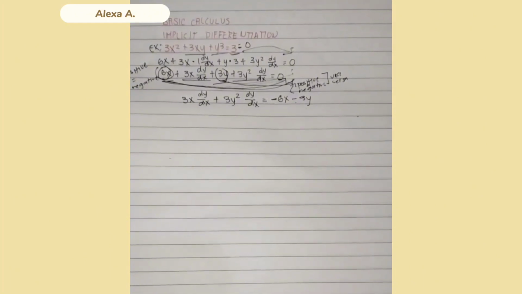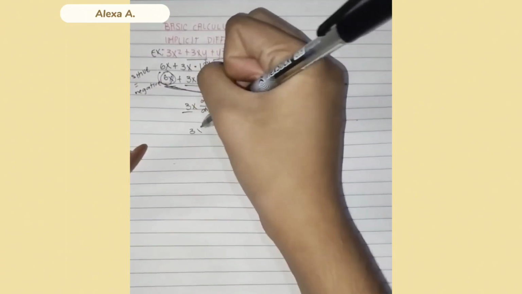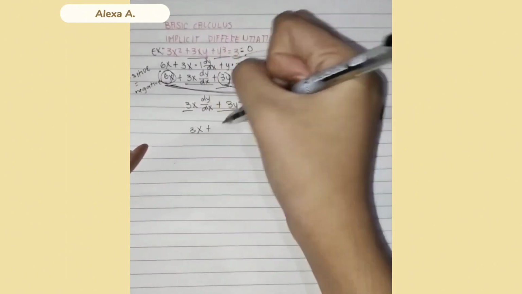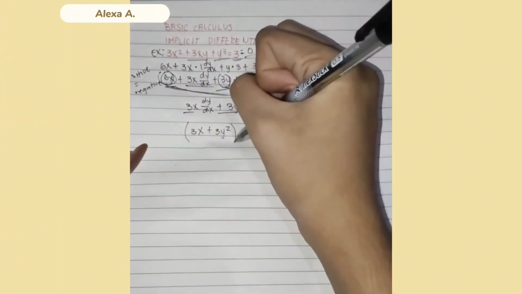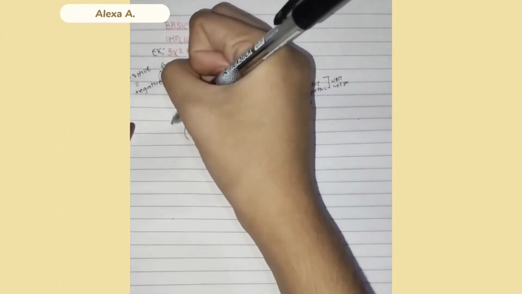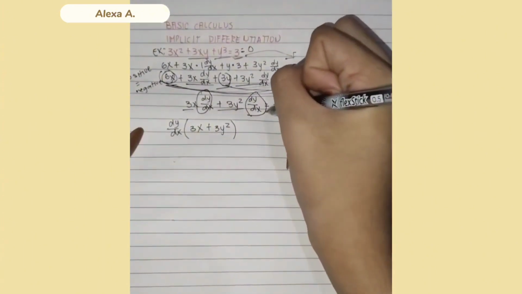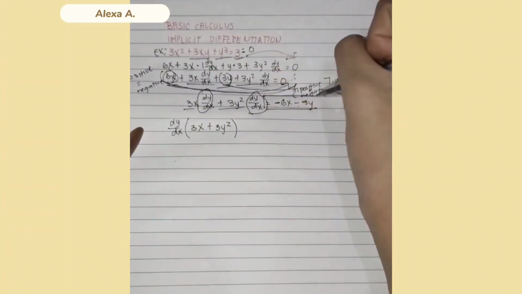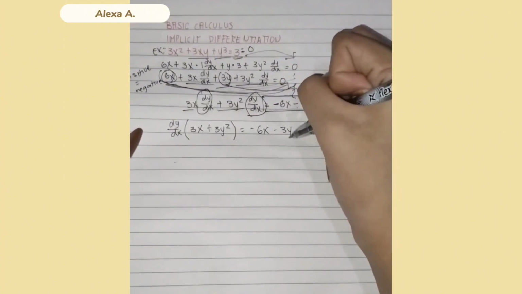Now the next thing is we will isolate all the dy over dx terms on the left side. Now let's copy this 3x and this one plus 3y squared, then let's put parentheses, and this dy over dx, and copy this, equal negative 6x negative 3y.